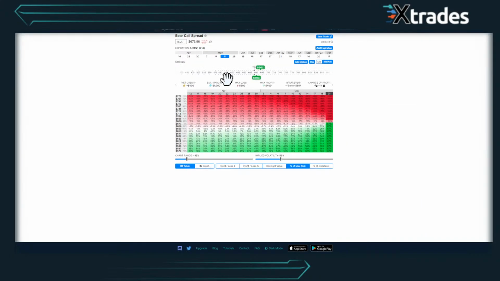But you can still consider taking longer plays like this because it also gives you time for your play to pan out. And you won't make as much money, right? So for example, over here, if you look here on May 12th, if Tesla is, this is a bear call spread.